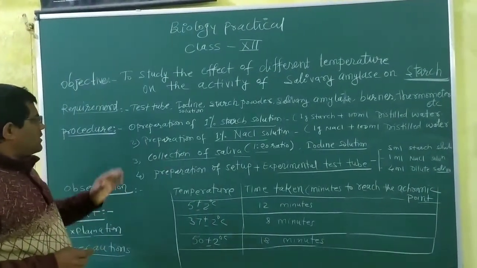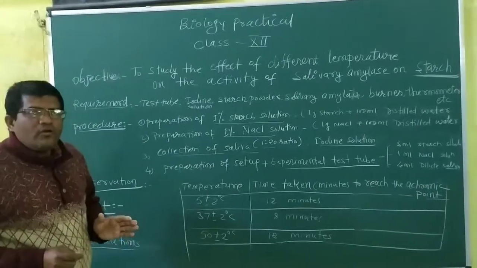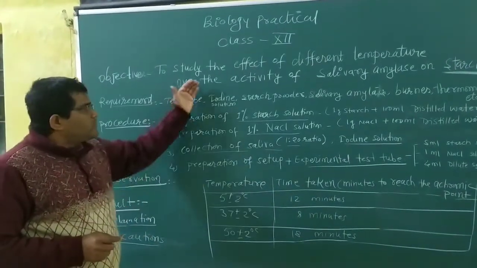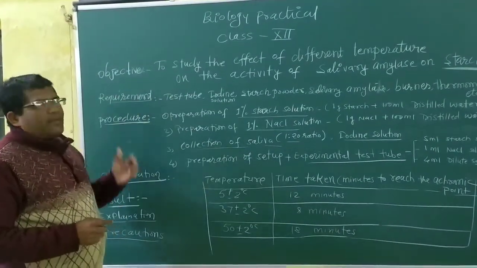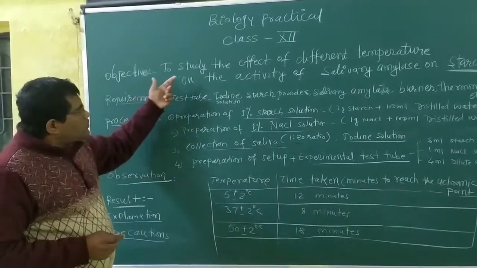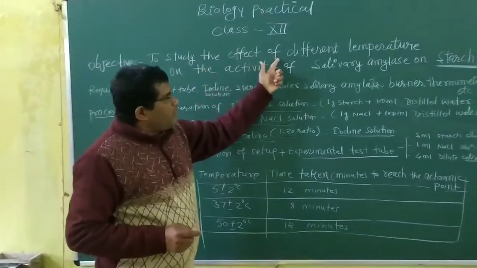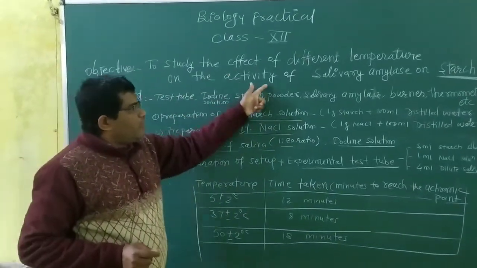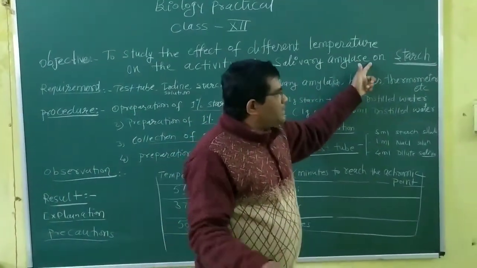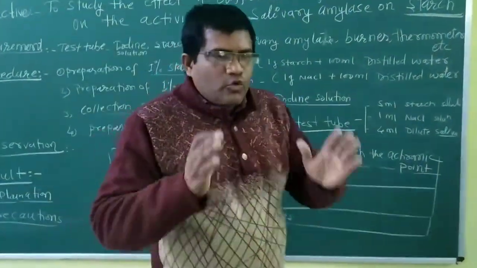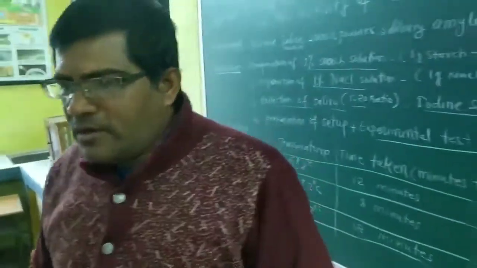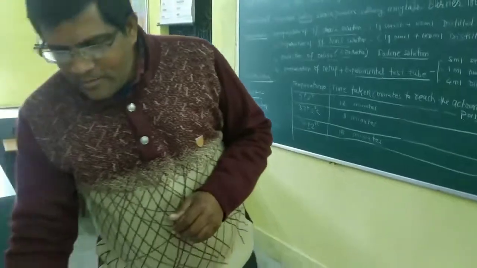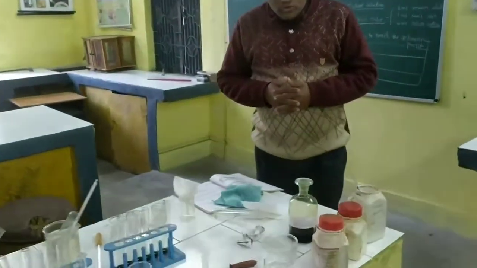So, children, we have to understand now how to do it. What is the procedure for the experiment? Again I am repeating, what is the experiment? To study the effect of different temperature on the activity of salivary amylase on the starch. So now we have to start this. Basic requirement, once again I am giving this information to you.